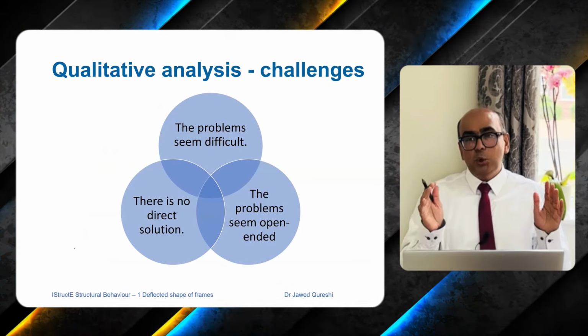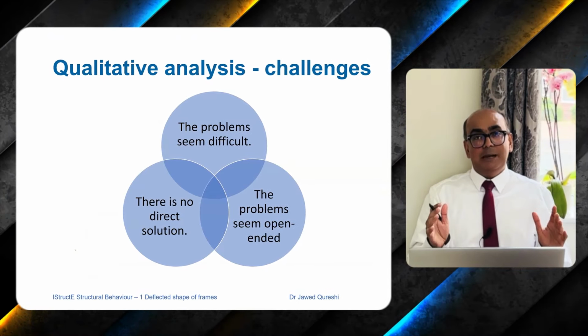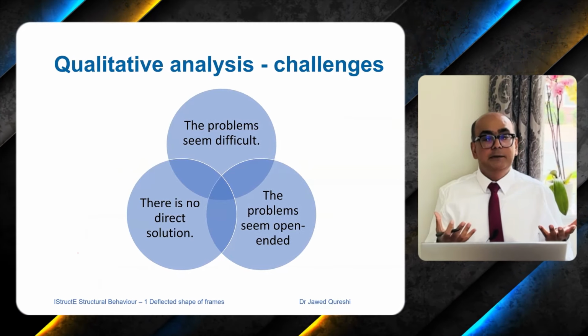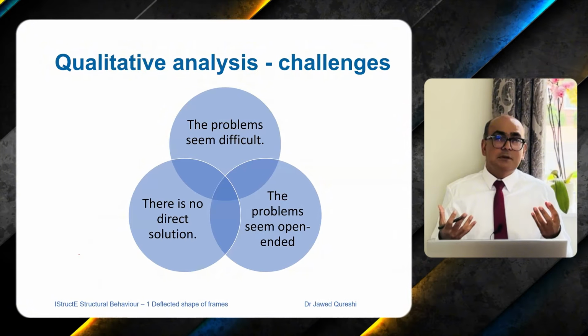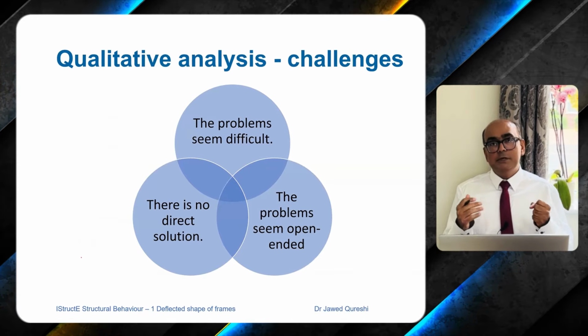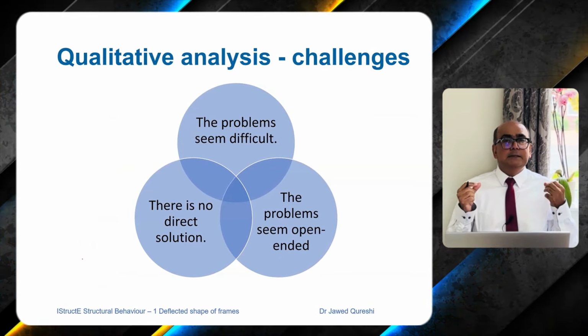Now I will use qualitative analysis to come up with the deflected form, which means that no calculations or very simple calculations are required. These kinds of problems are inherently very difficult to solve, and the reason is that there is no direct solution to them and they seem open-ended. So whenever you see all the options, you feel that these options are actually right, but there are subtle things which you can use to come up with the correct answer, and then you will demonstrate understanding of structural behavior.